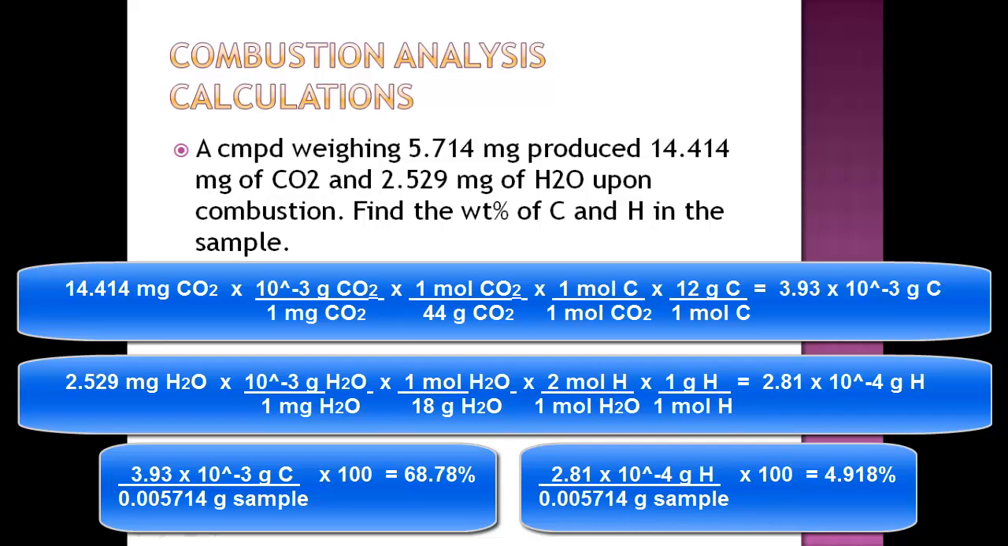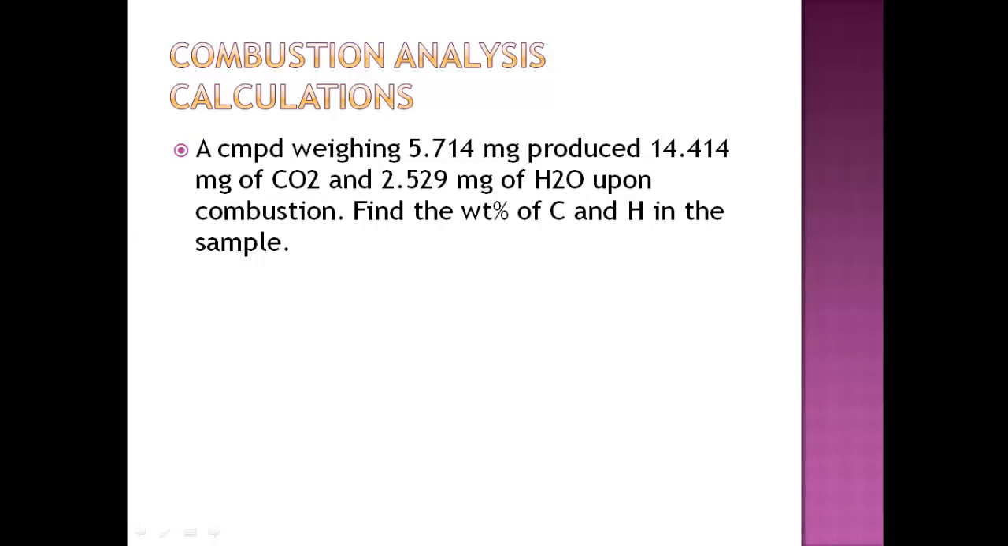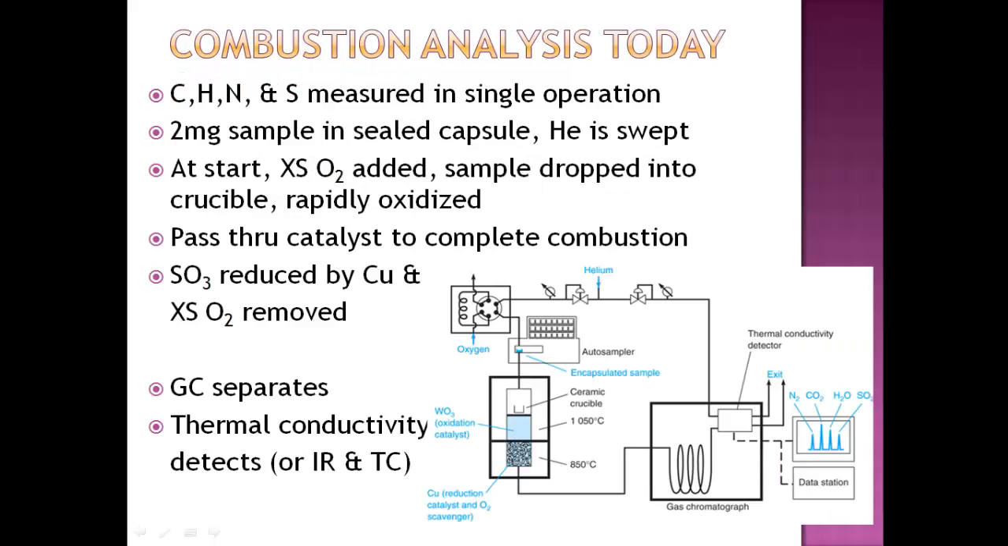We're going to practice these in class a little bit more, but really we don't need to, because this is as simple as a general chemistry type problem. What about combustion analysis today? Like I said, historically it was used to find carbon and hydrogen in compounds, but now they use combustion analysis, or elemental analysis, to find all kinds of elements or amounts of elements in different compounds. The most common one is what you see here.